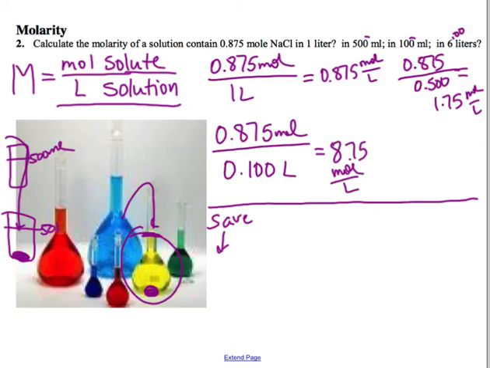All right. And then we're going to make 6 liters, 0.875 moles divided by 6.00 liters. How many moles per liter is that? 0.1 what?